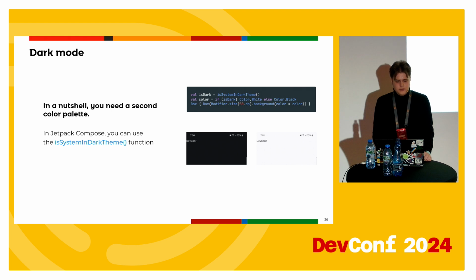In a nutshell, you need a second color palette. In Jetpack Compose, you can use the isSystemInDarkTheme function. It returns true if dark mode is currently on.